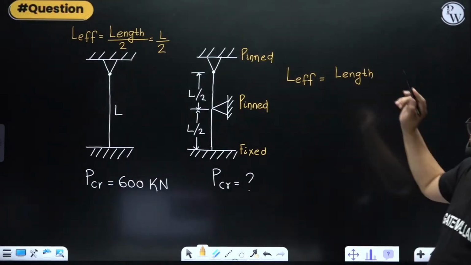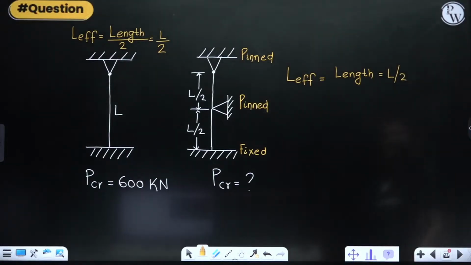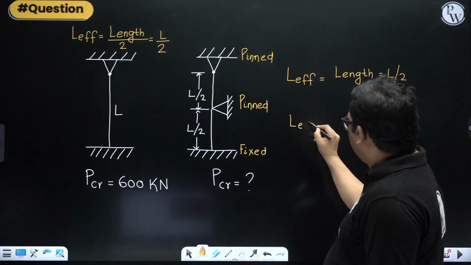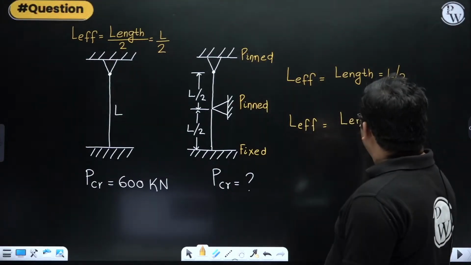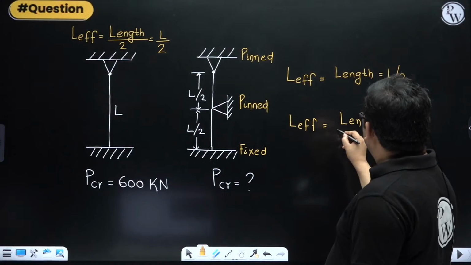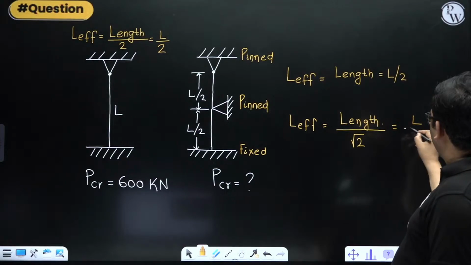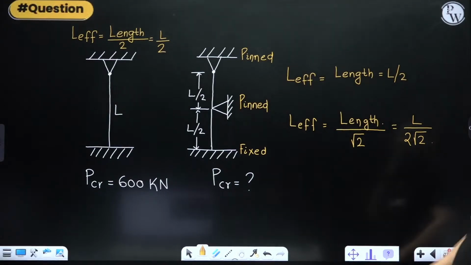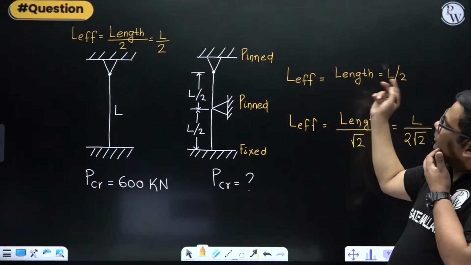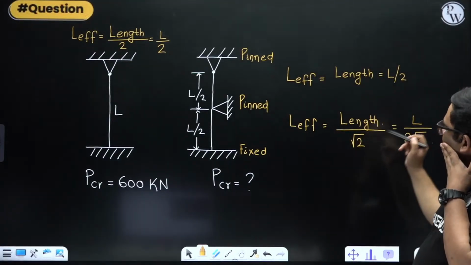Both are pinned, so length only, right? For this column, L effective will be one end pinned, one end fixed, so it will be length by root 2. That is equal to L by 2 root 2. Understood? It is both end pinned, so L effective will be equal to length only, and length is here L by 2. So L by 2 root 2.